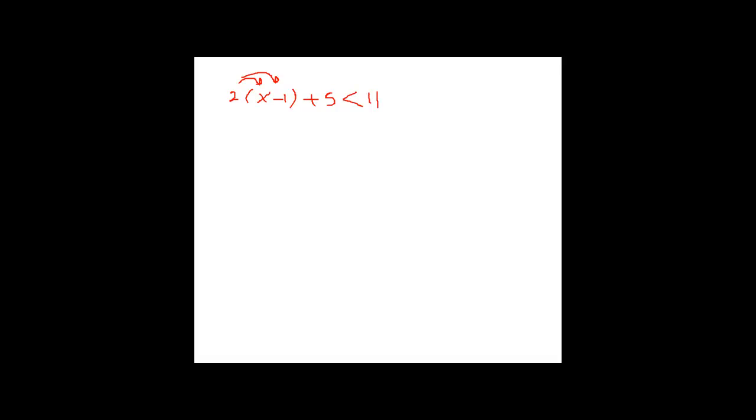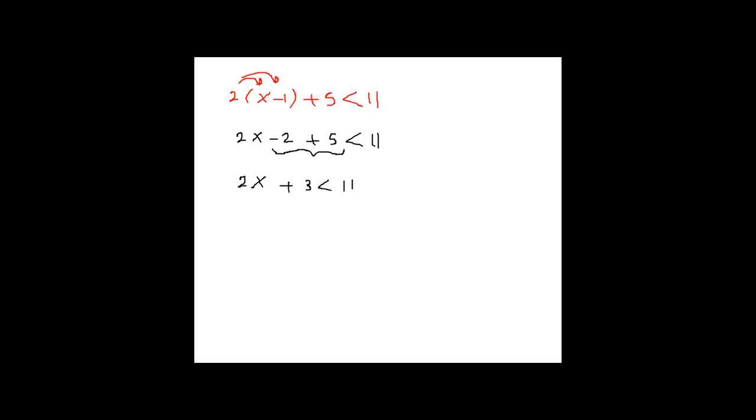Let's do that. I get 2x minus 2 plus 5 less than 11. Okay, that is how we distribute. What would be the next step, anyone? Add the like terms, right? Add the like terms. So the negative 2 and plus 5. Very good. You add the like terms. So minus 2 plus 5, that would be plus 3. And that's what we get so far.